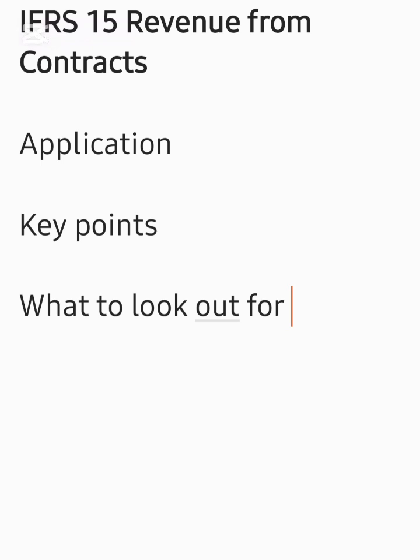IFRS 15 introduces a structured approach to revenue recognition with five key steps, right? The first step is to identify the contract, then you identify the performance obligations. After identifying the performance obligations, you determine the transaction price. Then you allocate the price to the performance obligations, then recognize the revenue as the performance obligations are met. So you just have to understand that this is contracts in a nutshell, contractual agreements in a nutshell.